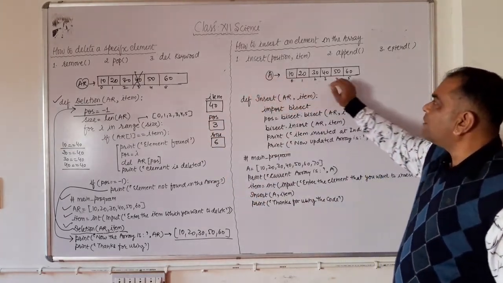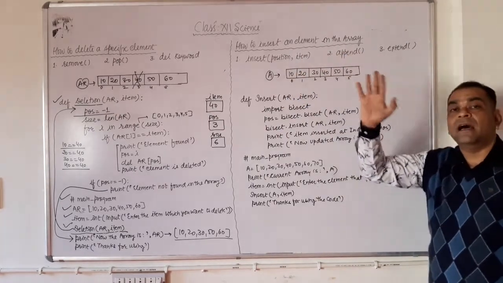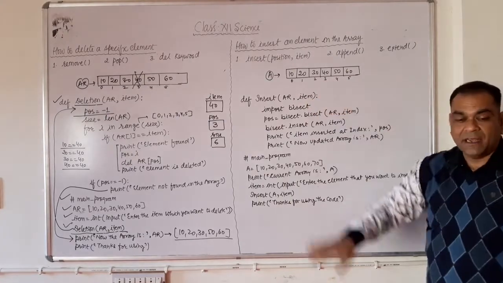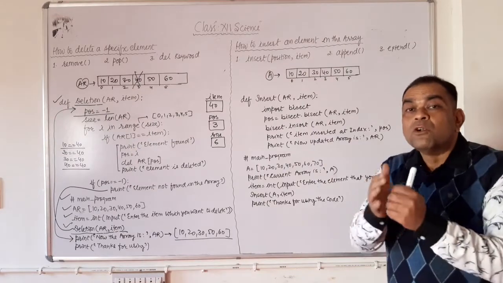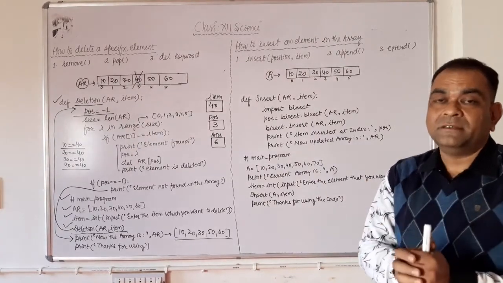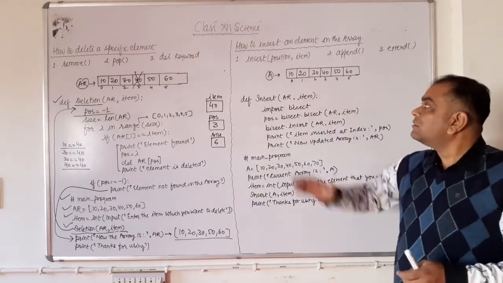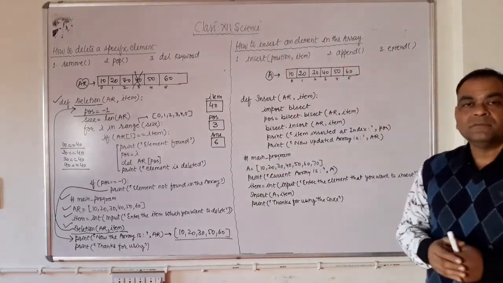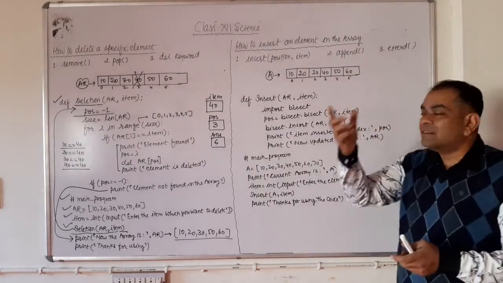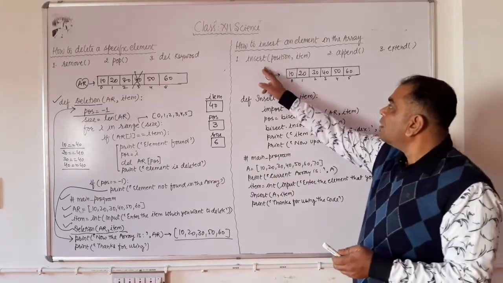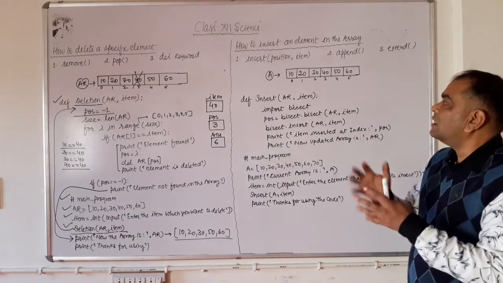Now we are here on the second part of the board. How to insert an element in the array. Suppose array is created here. Array, or you can say linear list. It is created already. Now if you want to insert more elements in this specific list or array, three different functions are there. Right? These functions are the default functions of Python. Very first, insert function. Insert works on position and item. Clear? So what will happen?